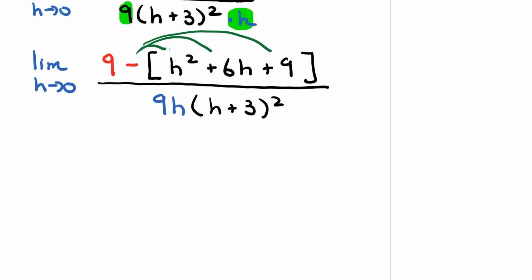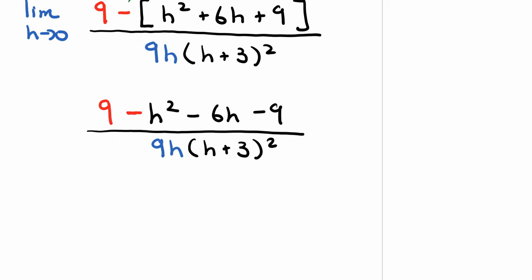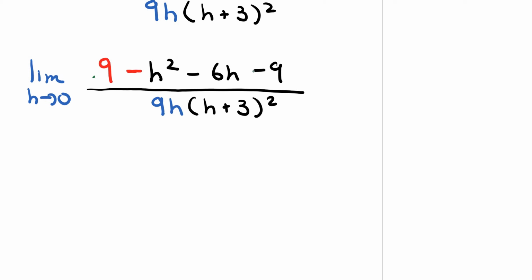Okay, great. So now we're going to distribute that minus sign on the numerator there. So this will be 9 minus h squared, and then minus 6h, and then minus the 9, all divided by 9h bracket (h plus 3) all squared. And then we have the limit as h goes to 0. Okay, so I see that this and this cancel off. So let me erase that. And let's take a look at this expression right here. So what can I do there?